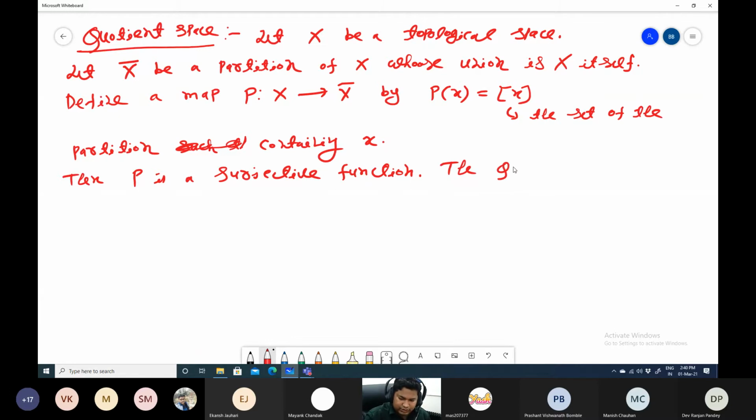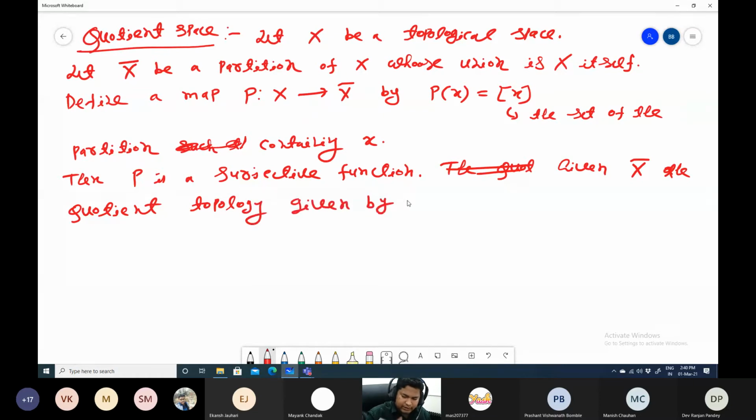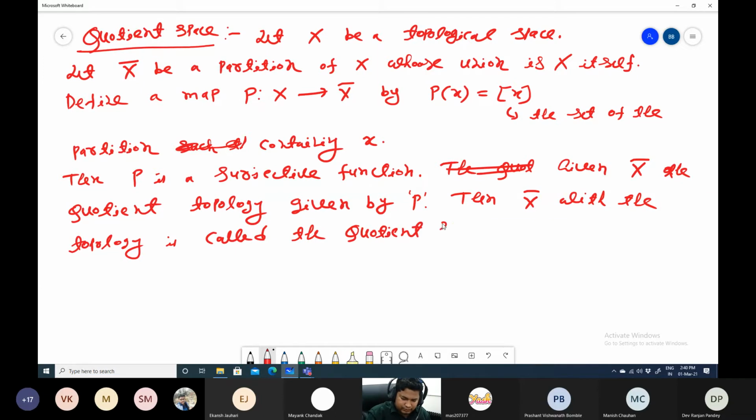Now, given X bar, the quotient topology given by P. Then X bar with this topology is called the quotient space.